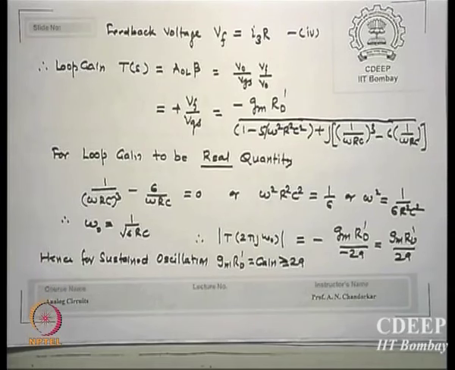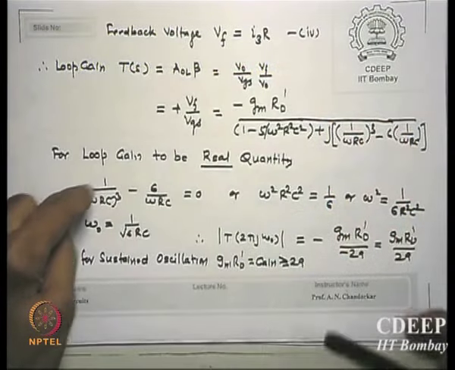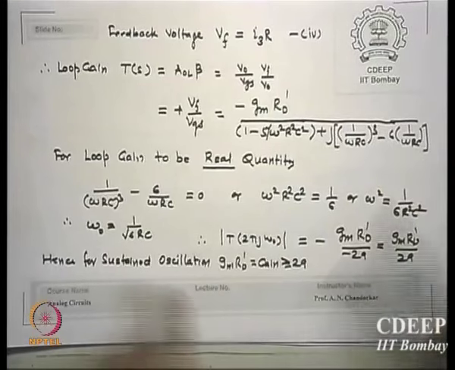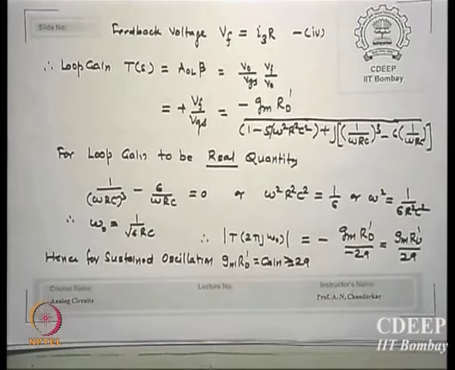Now, what is the Barkhausen criterion? We said that the real value being 1 satisfies it. So what does it mean if the real value has to be 1? The imaginary quantity must be 0. Is that correct? The real part is magnitude-wise 1, so the other part must be 0. Under that condition to oscillate, 1 upon this term should be 0, which gives me a value of omega 0 as 1 upon root 6 RC. So, can I now fix my frequency? By proper choice of RC, I have my oscillating frequency, which is 1 upon root 6 RC.